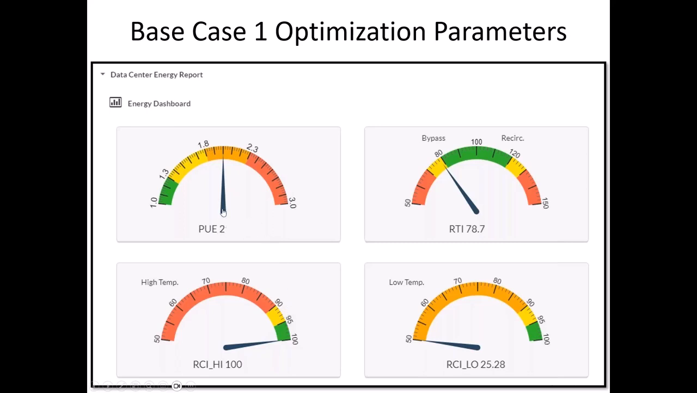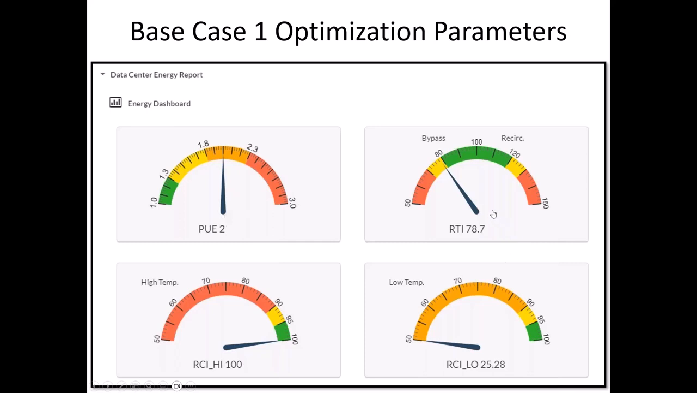So PUE is 2. I told you, Magnus, I'd detune this data center to make it look not so good. So PUE 2 implies that for every kilowatt we're putting in that data center, there's another kilowatt required to get it back out. And you and I have seen data centers like this. We've seen them worse than this, where we're spending more money on cooling than we are on IT.